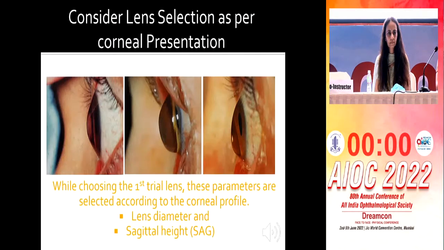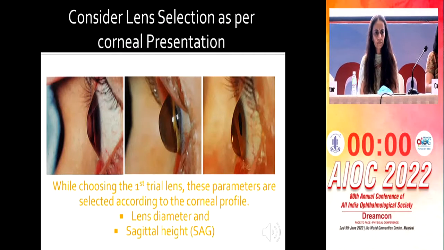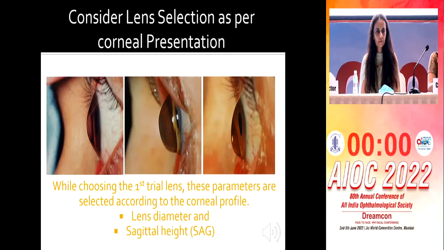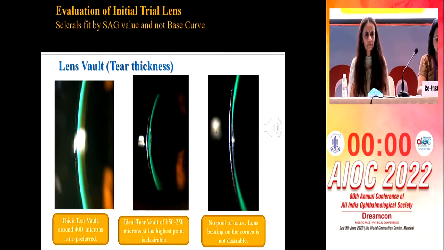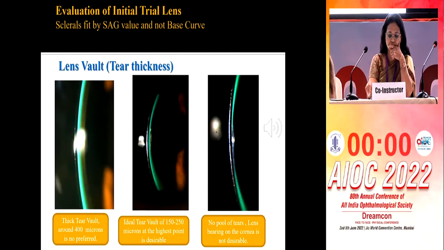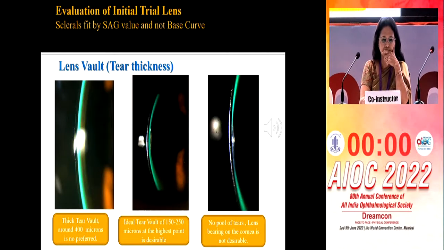If using the first trial lens, the parameter that one looks at is the lens diameter as well as the sagittal height of the cornea. Must evaluate the tear film, and one aims to have an ideal tear vault of about 150 to 250 microns at the highest point.